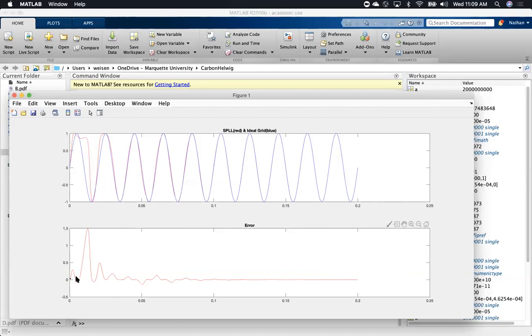And the error is the difference between the actual theta and what theta is, or rather, if you will, the difference between these two waveforms, the red and the blue. You can see we have an error, but this is just startup, and then we converge to zero. So this means that we have locked on to our incoming sine wave.